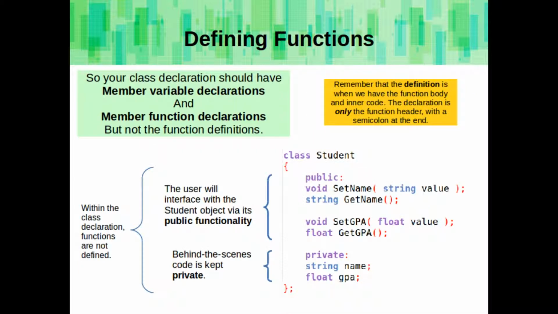So your class declaration should have member variable declarations and member function declarations, but not the function definitions. Remember that the definition is when we have the function body and the inner code. The declaration is only the function header, with a semicolon at the end.